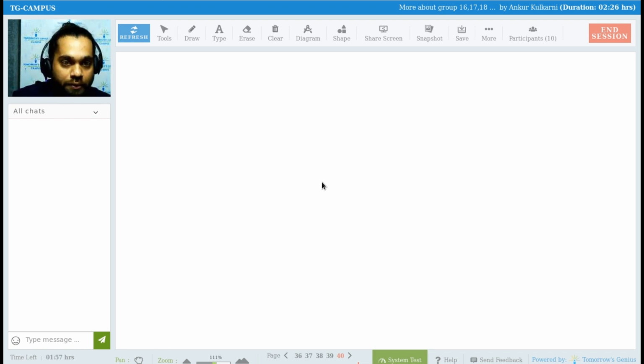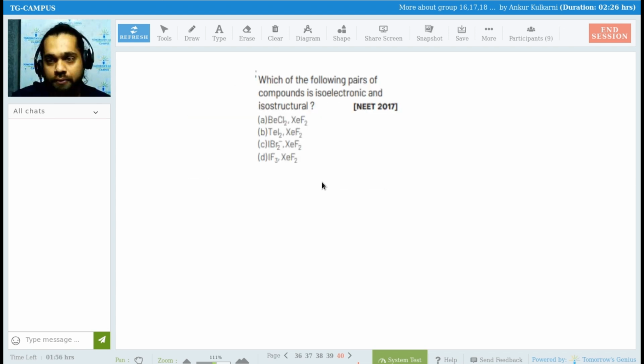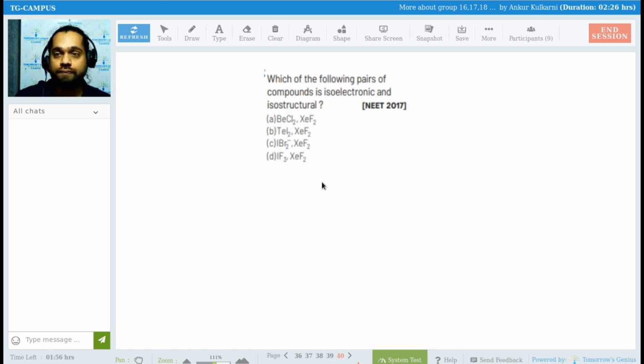Let us do this now. Now, NEET 2017 question. Again an important question which was regularly coming in the exam. Which of the following compounds are isoelectronic and isostructure?